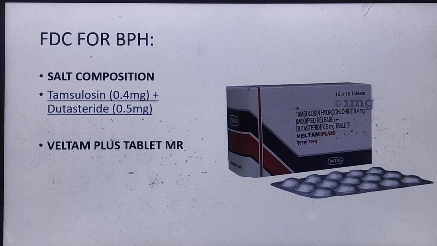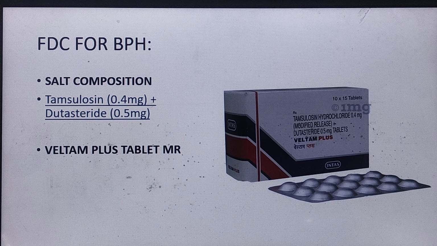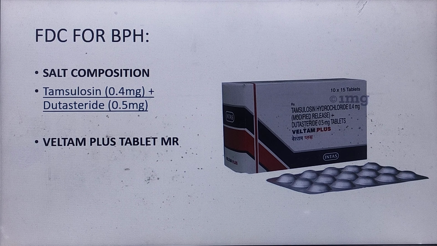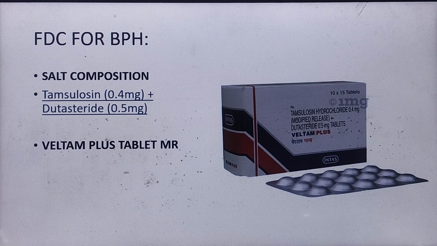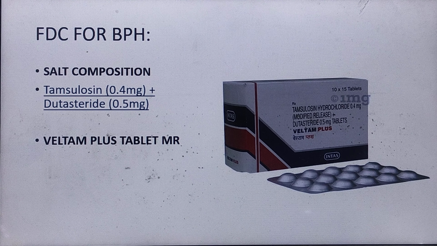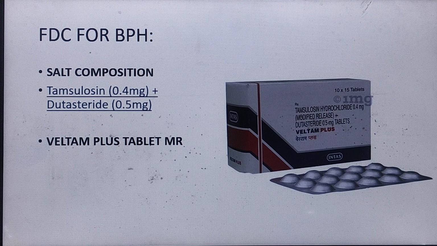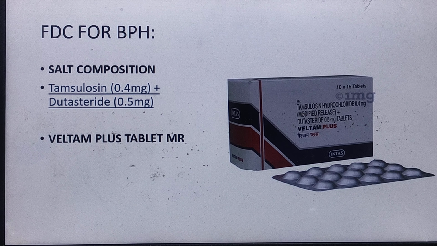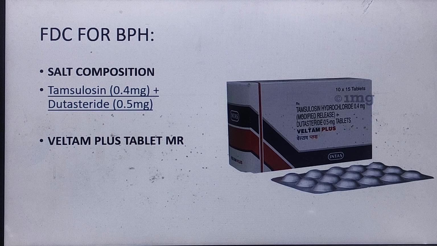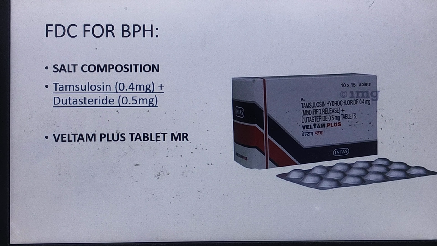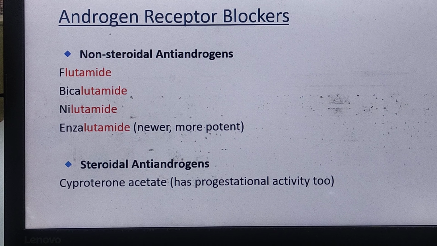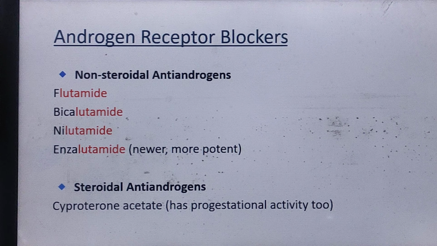Now when we treat this BPH, we commonly give a fixed dose combination of two drugs, that is dutasteride and second is the tamsulosin. And in the market it comes by the name Veltum Plus MR. MR is the modified release tablet. So this Veltum Plus is commonly given in the treatment of benign prostatic hyperplasia. So the strength is 0.5 mg dutasteride and there is 0.4 mg of tamsulosin. So this tamsulosin is alpha 1 selective agonist. So this was all about the treatment of BPH.